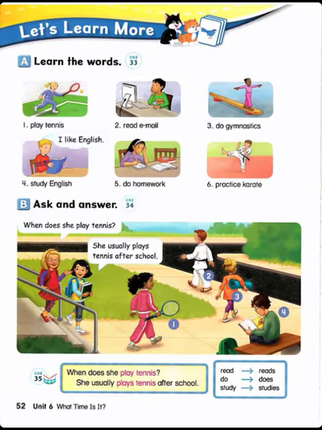Page 52. Let's learn more. A. Learn the words. Number 1. Play tennis. Number 2. Read email. Number 3. Do gymnastics. Number 4. Study English. Number 5. Do homework. Number 6. Practice karate.